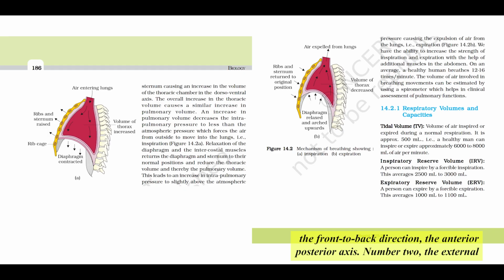Number two, the external intercostal muscles. These are muscles found between your ribs. When they contract, they pull the ribs and the sternum upwards and outwards. This action increases the thoracic volume in the side-to-side and back-to-front directions, the dorsoventral axis. So the combined effect of the diaphragm contracting downwards and the ribs lifting up and out is a significant increase in the overall thoracic volume. Since the lungs are stuck to the inside of the thoracic wall via the pleura, this increase in thoracic volume directly leads to a similar increase in the pulmonary volume. The space inside the lungs expands.